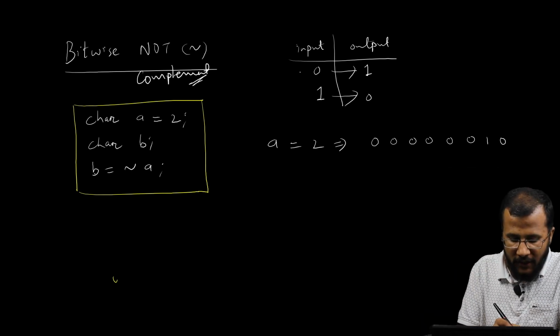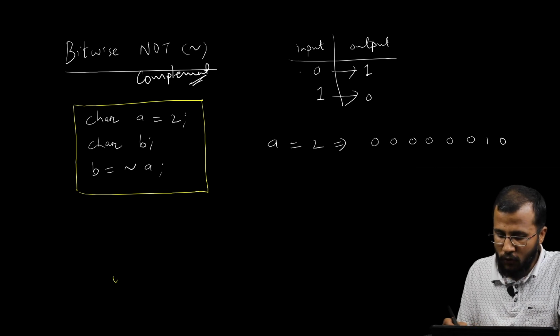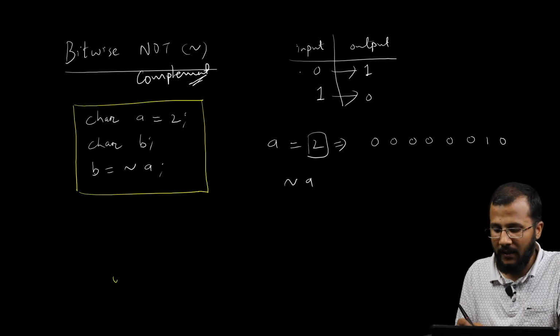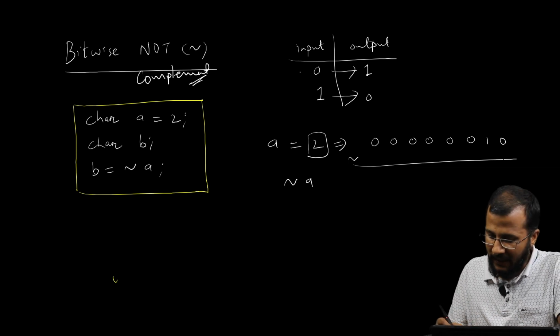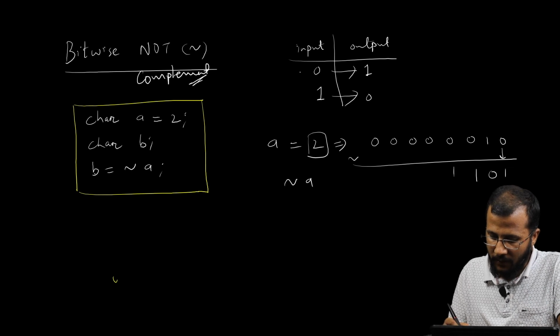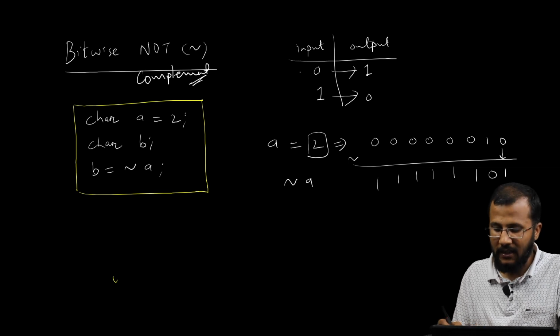Now here I am trying to perform the complement of A. So A is 2, right, and the binary representation of 2 is given here. So what is the complement of A? The complement of 2 is you have to just flip the bits. If it is 1, make it 0. If it is 0, make it 1. So this 0 becomes 1, 1 becomes 0, 0 becomes 1, 1 becomes 0. All these 0s will become 1. So this is the output, right? This is what you get in terms of binary.